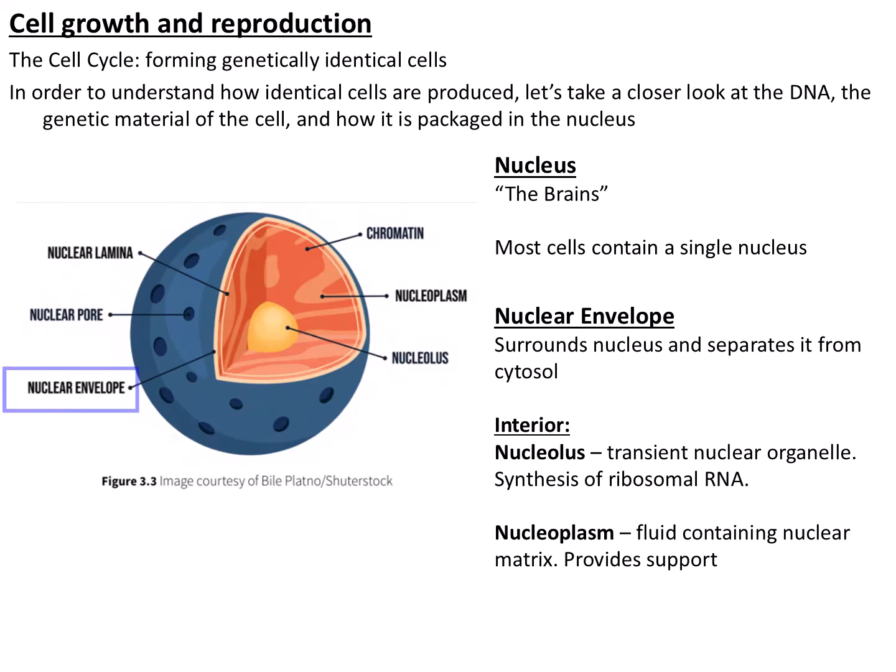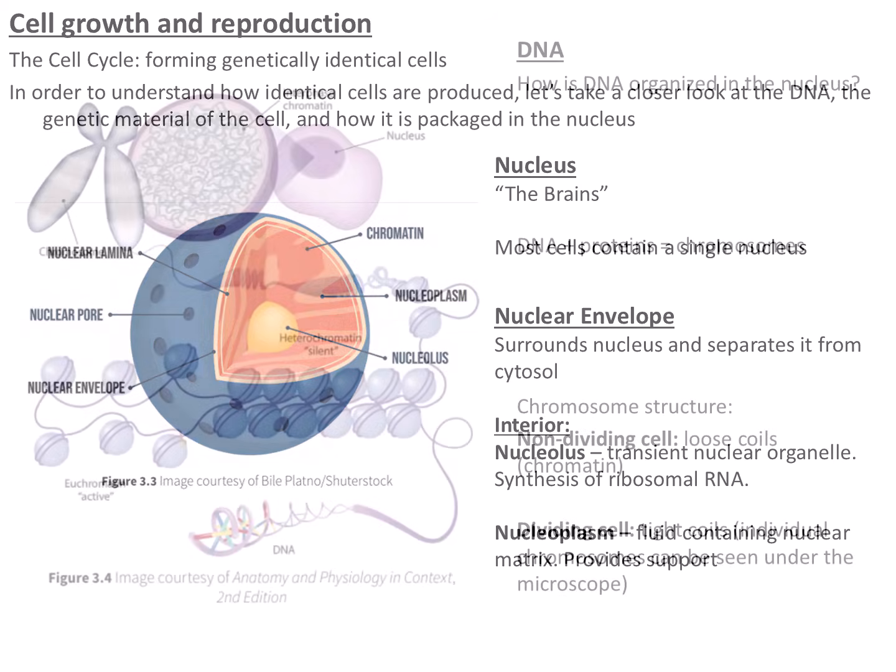Inside the nucleus, we have a nucleolus, which is a transient nuclear organelle, which means that sometimes it's there, sometimes it's not, depending on what the cell is doing. The nucleolus synthesizes ribosomal RNA. The nucleoplasm is all the fluid between the nucleolus and the nuclear membrane. It consists of a nuclear matrix. The nuclear matrix provides support to the nucleus.